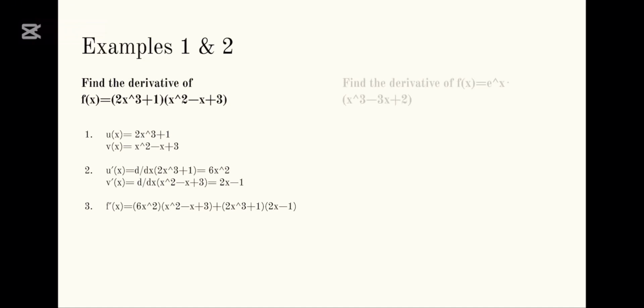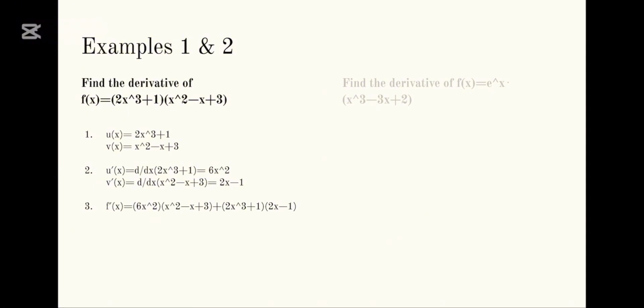So for the second example, we're going to find the derivative of f of x equals e to the power of x multiplied by x cubed minus 3x plus 2. So again, we're going to define the terms. So u of x is going to be e to the power of x, and v of x is going to be x cubed minus 3x plus 2. And then we're going to find the derivative of each term.